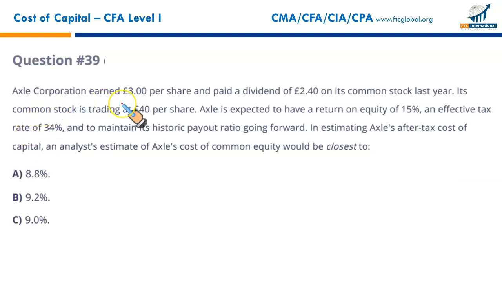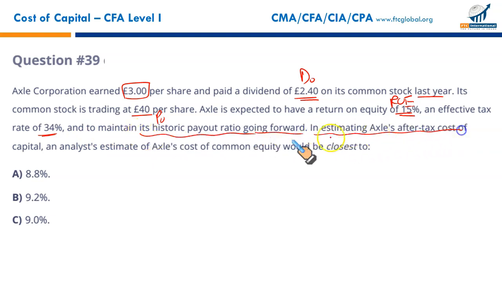Accel Corporation earned $3 per share, this is earnings per share, and paid a dividend of 2.4. This is the dividend per share paid on its common stock last year, D0, the dividend just paid. Its common stock is trading at $40, that is P0. Accel is expected to have a return on equity, ROE, of 15%, an effective tax rate of 34%, and to maintain its historical payout ratio going forward.